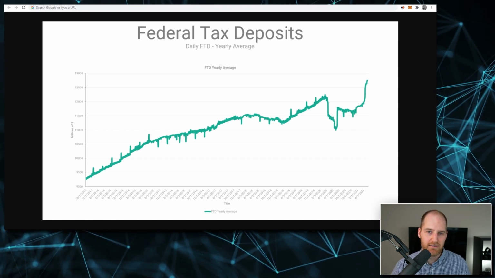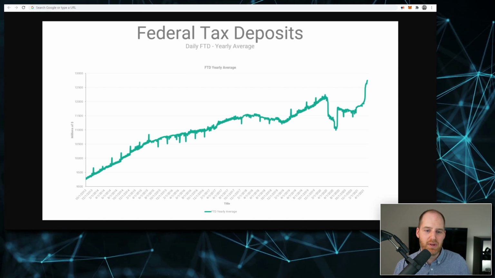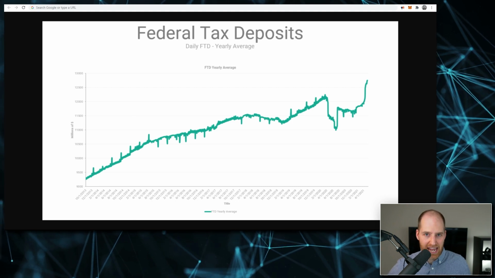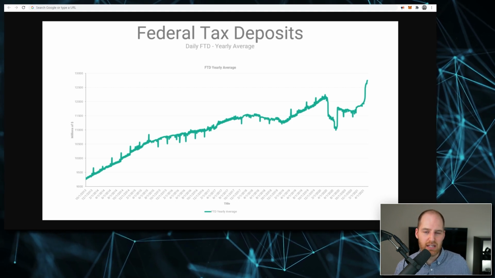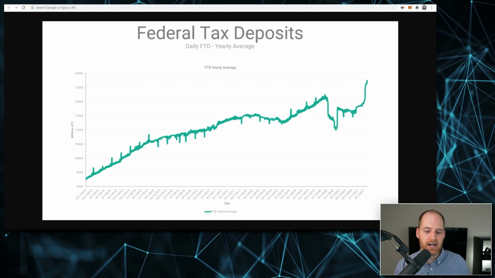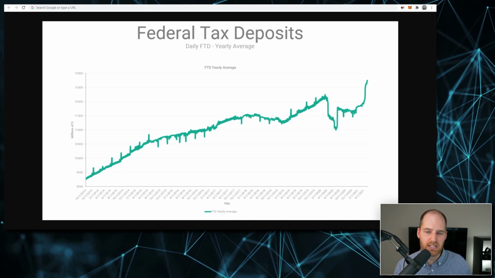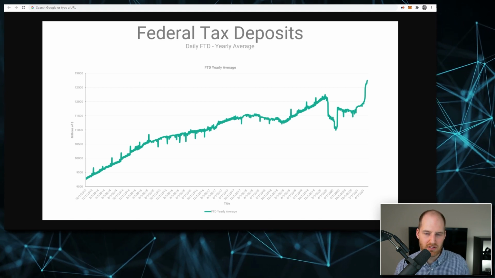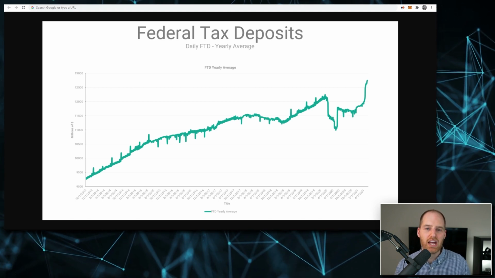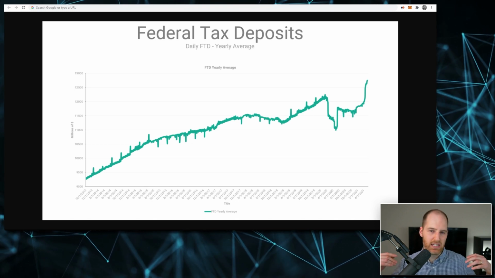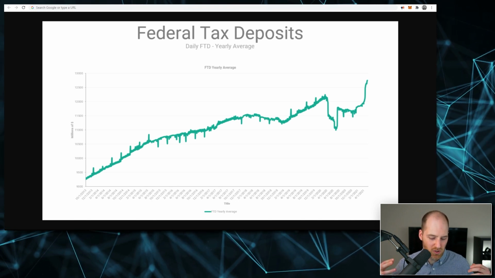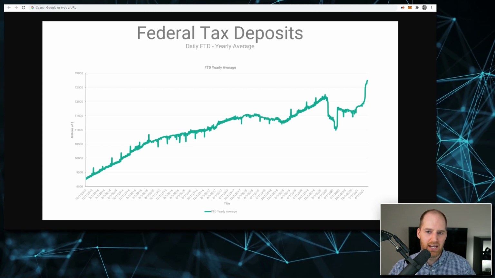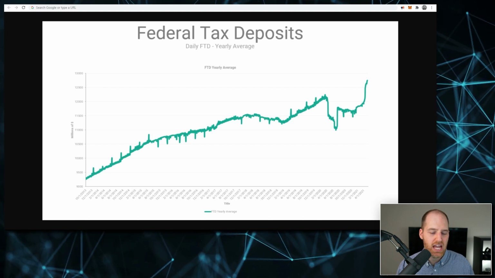What you're looking at is the federal tax deposits, and this specifically is the daily federal tax deposits, the yearly average of that. I'll explain in a few minutes exactly why I break down the data that I break down and exactly what this is, and how it pertains to the concerning trend that I'm seeing emerge. But real quick, just to take a step back and get a bigger picture, let's make sure we're all starting at the same spot in terms of why we would even care to track this and look at this.